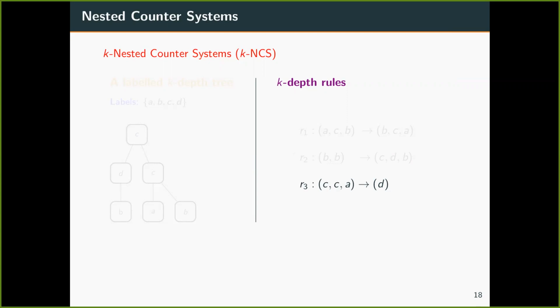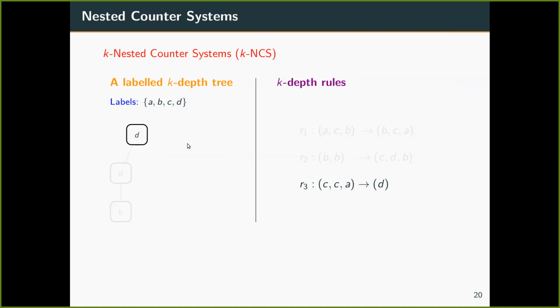So in this case, to apply this rule R3, we have to first find a path labeled by CCA, and then we change the label of the first node, that is the root, from C to D, and then completely remove the subtree rooted at the second node. Okay. So in our example here, we have a path of the form CCA. So what we do is we remove the subtree rooted at the second node, that is a subtree labeled by C, A, and B. We completely remove it and then change the label of the root to D. Okay.